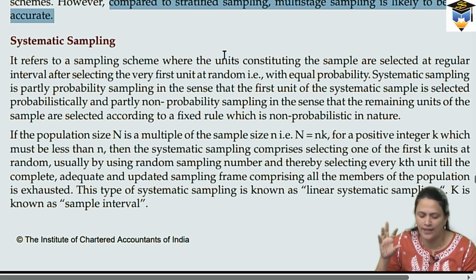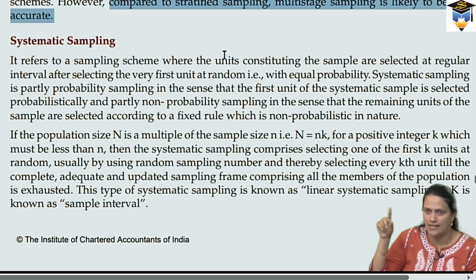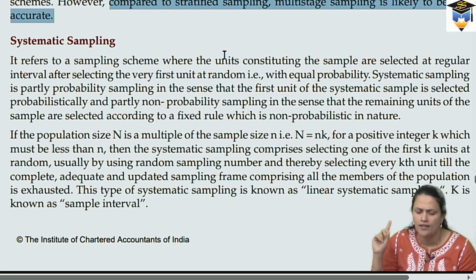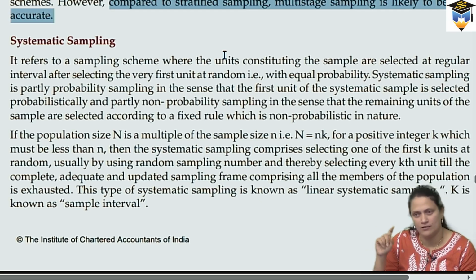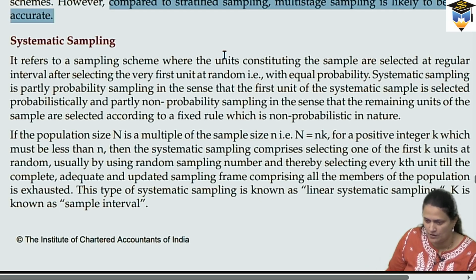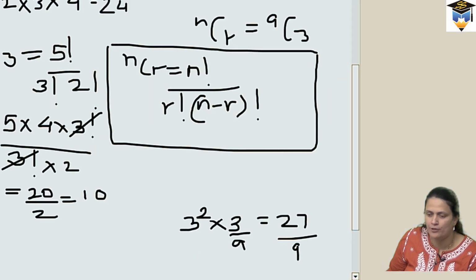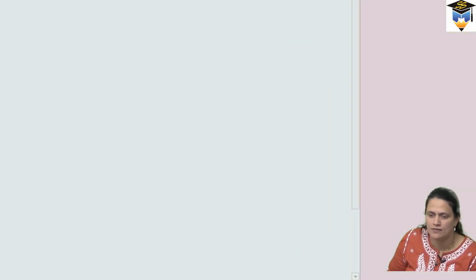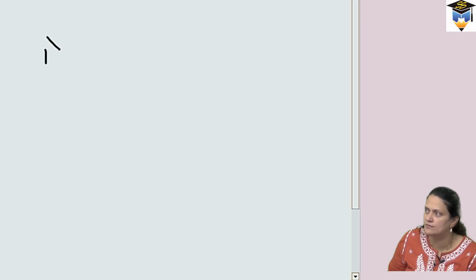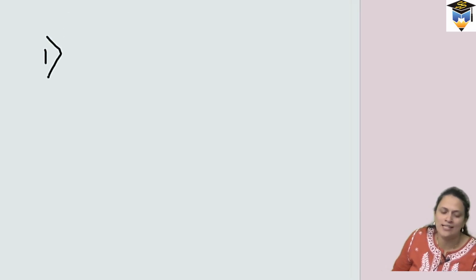Okay, so let us write down the steps now. First, define the population size and sample size. Write down the first step: define population and sample size.